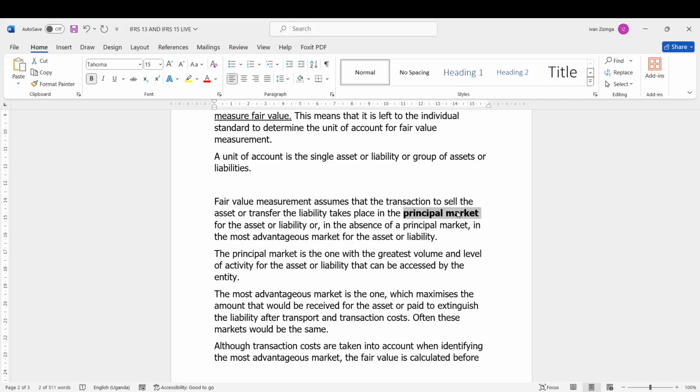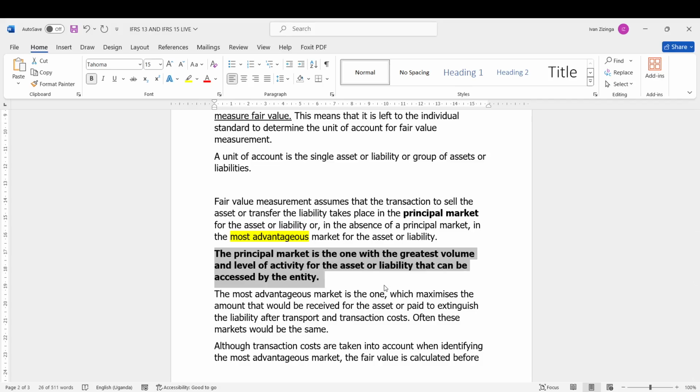So, in situations where you have no principal market, where you have no greatest volume, then we look at what we call the most advantageous market. And with the most advantageous market, here we look at a market that gives us the highest value for our asset. So this defines what we call the principal market. I've already defined this for you. A market with the greatest volume.